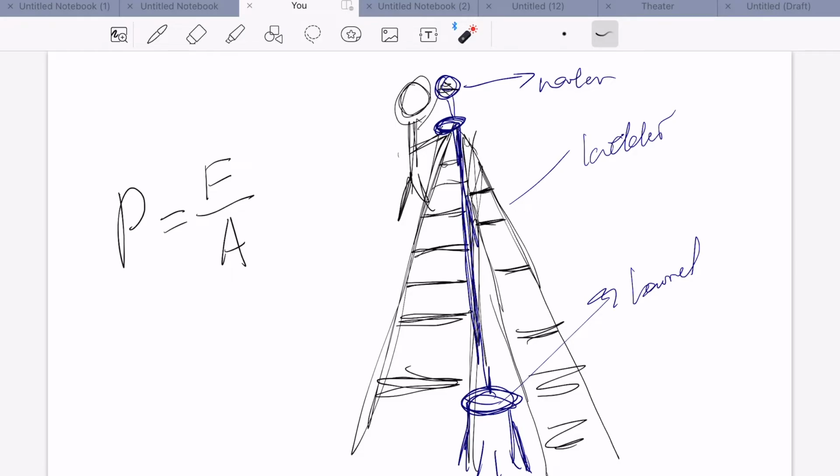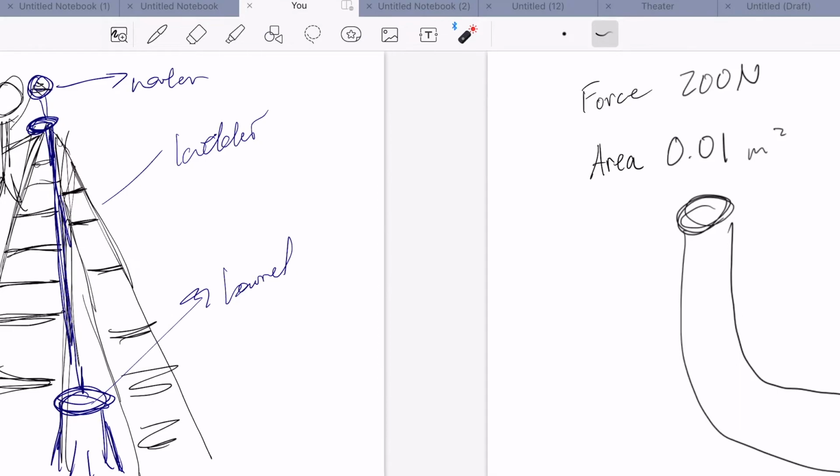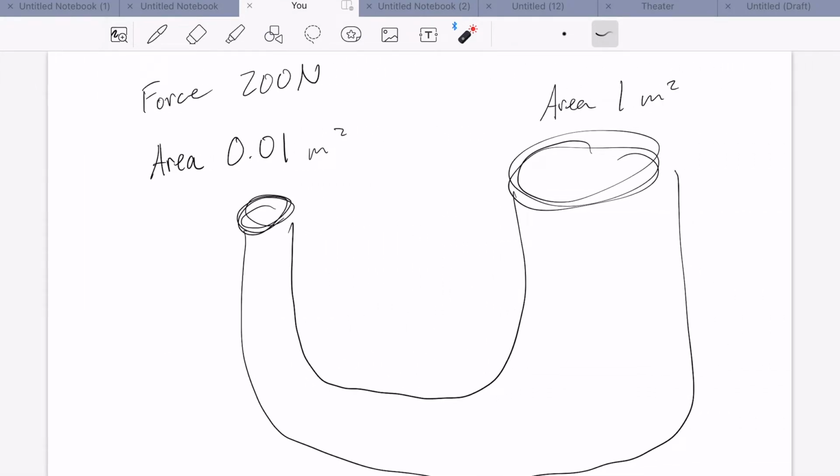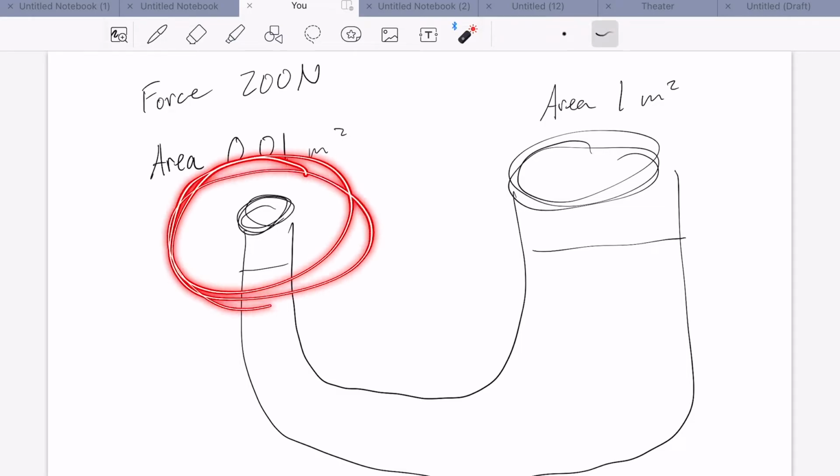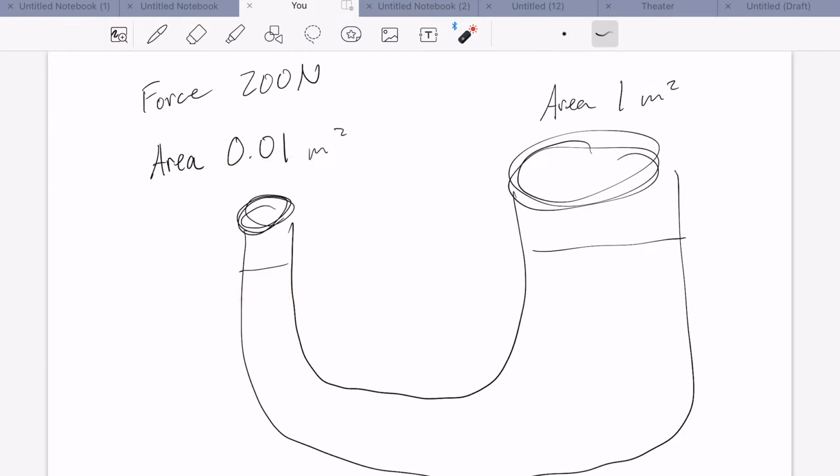Now, let's see an example. So suppose you have a container like this. I know it looks kind of odd, but bear with me. Now, there's liquid here and here. I should probably draw it. Now, the input area here is 0.01 meters squared, and the force being applied onto this input area is 200 newtons.